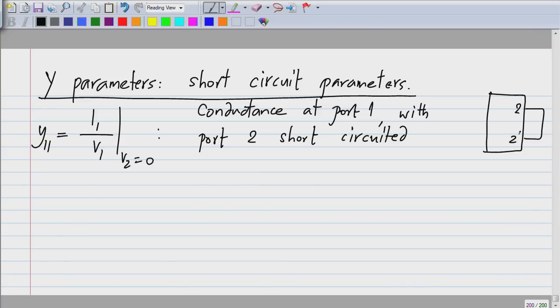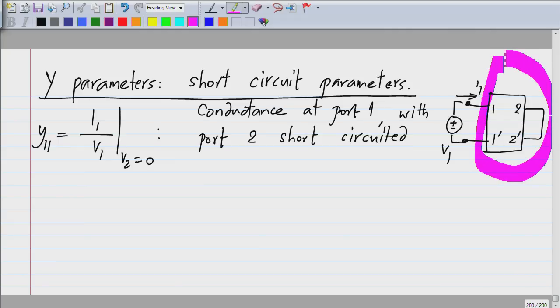If you imagine the picture, we will have it like this. So this is how we are measuring Y11. Once you short circuit this, you can think of this as a single port network when you are measuring I1. So you are applying V1, measuring I1, taking the ratio of the two, I1 by V1. So it is like measuring the conductance between this terminal and that terminal. Is this clear?